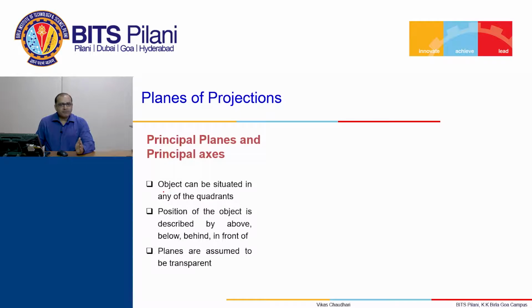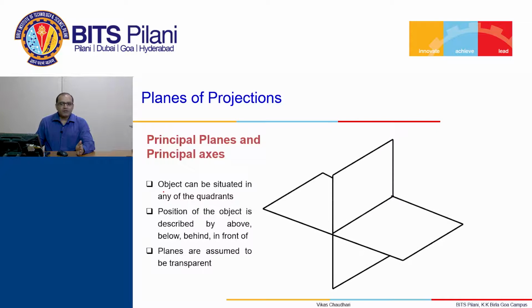Principal planes and principal axis. As I said, there are two planes which are mutually perpendicular to each other. The horizontal plane is called the HP, the vertical plane is called the VP. In the figure, two planes are shown. The assumption is that these two planes are infinite in dimensions and transparent, and these two planes divide the entire space into 4 regions. Each region we call a quadrant. Both the planes divide the entire space into 4 regions, and each region we call a quadrant.